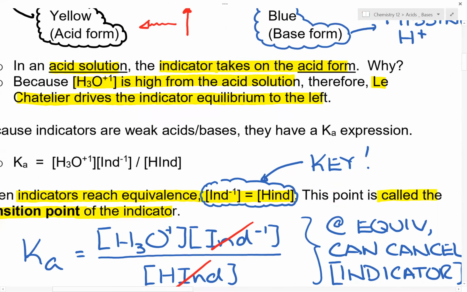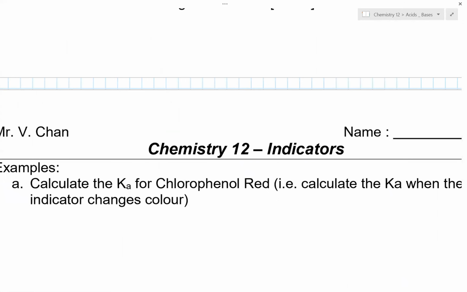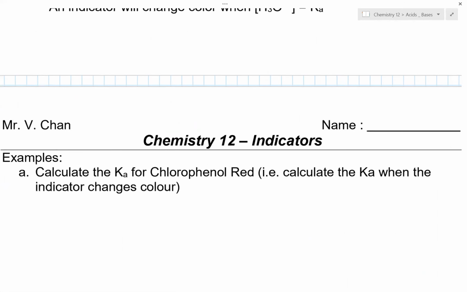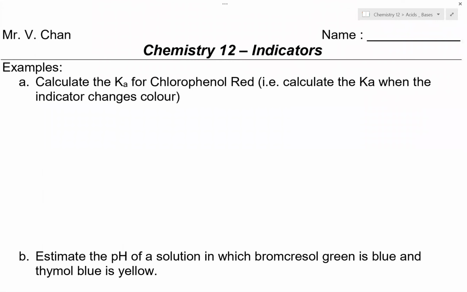All right. Now, what I'm going to do is give you a couple of questions, and then that will be it for today's lesson. Now, it says calculate the Ka for chlorophenol red. In other words, calculate the Ka when the indicator changes color.